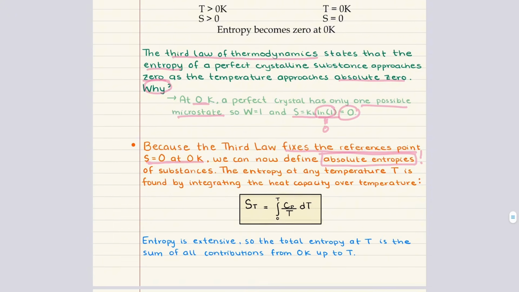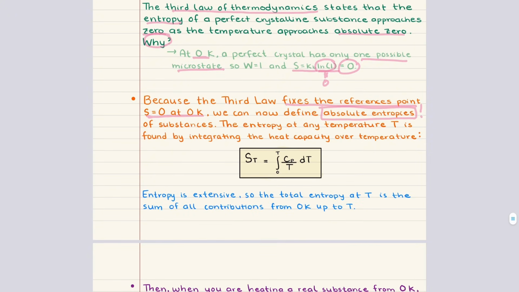How do we get that value in practice? Well, we can imagine warming a sample up reversibly from 0 Kelvin up to our temperature of interest at constant pressure.